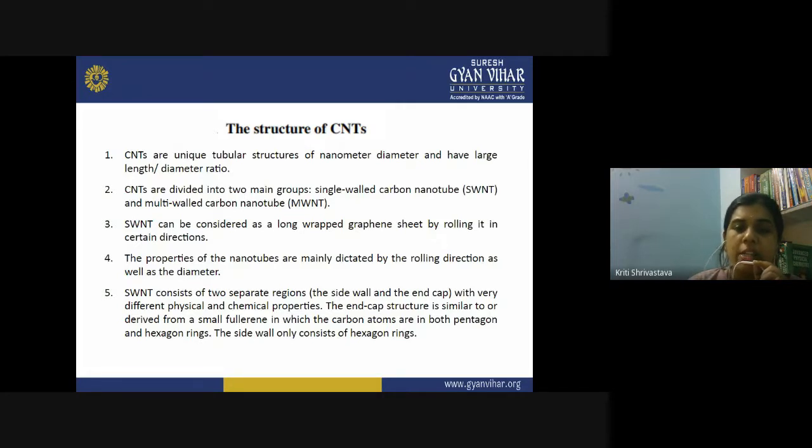When carbon in sp2 hybridized condition does catenation, forming bonds with other carbon, it forms a sheet-like structure, that is a graphene sheet. And when you roll that sheet into a tube, what is formed? It is a single-walled nanotube. Its properties are generally governed by the rolling direction of the graphene sheet, as well as the diameter of the rolled sheet.